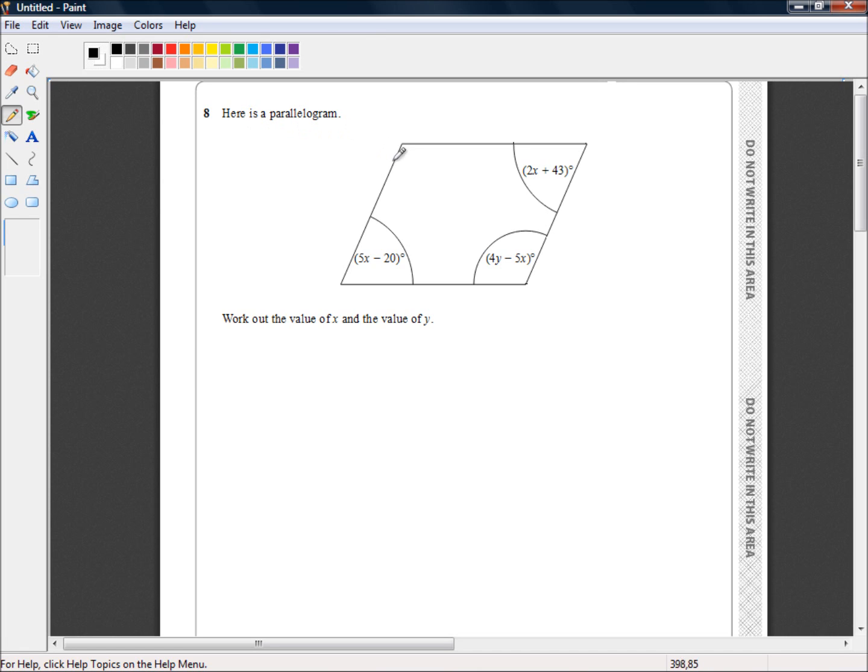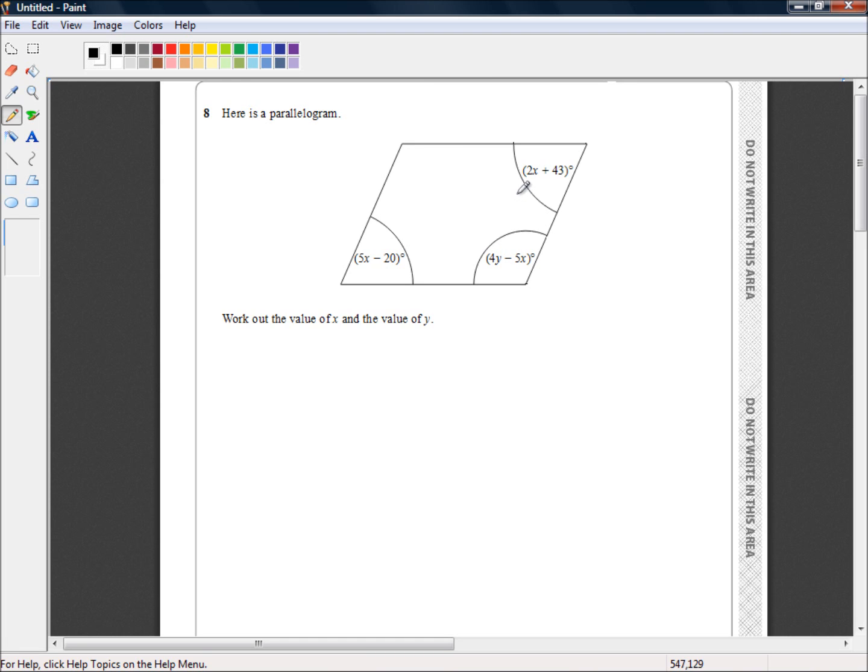Here is a parallelogram. Work out the value of x and the value of y. Okay, well, to answer this question, a couple of properties of a parallelogram you should know is that opposite angles are the same and adjacent angles are supplementary. That means they add up to 180 degrees.